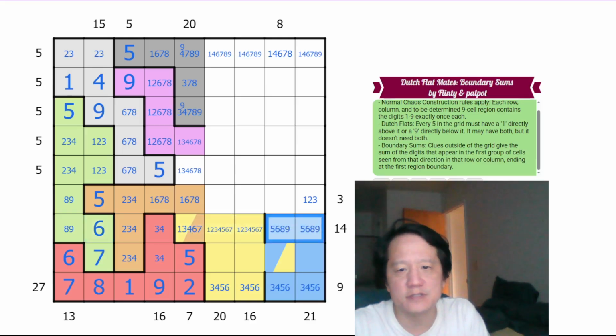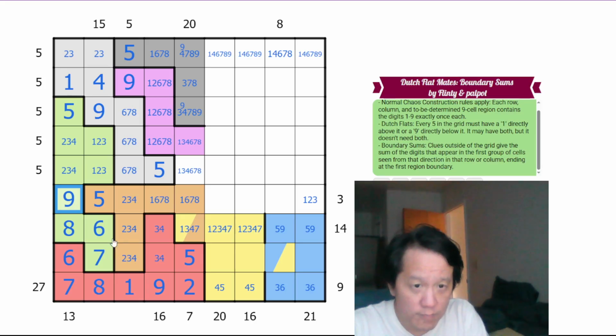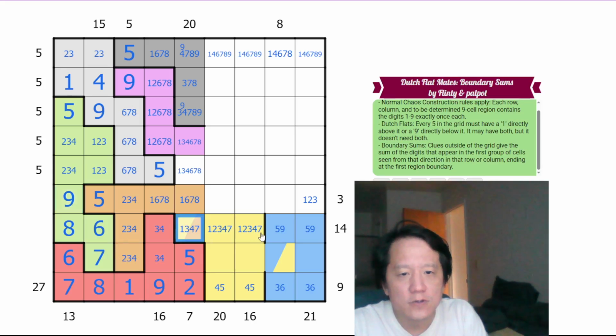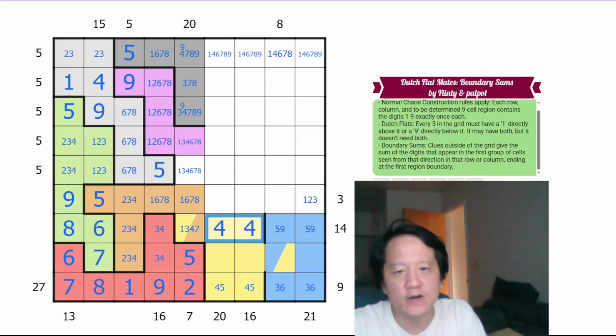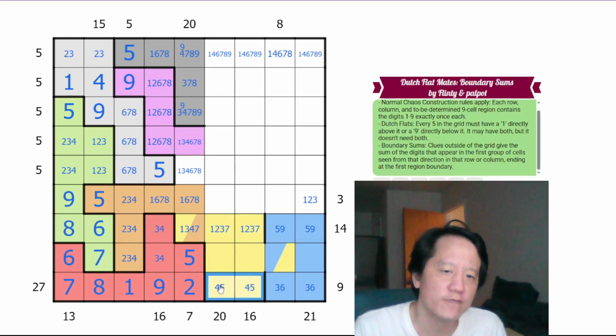This cannot be 6 and 8 adding up to 14, so it's 5 and 9. Therefore, this can't be 4 and 5 adding up to 9. It's 3 and 6. That eliminates 3 and 6 in the rest of the row. This can't be 5 or 6. And 9 eliminates 9 here, so that's 8, which makes this 9. 4 and 5 eliminate 4 and 5 in the rest of the yellow region, so this can't be 4, 5.